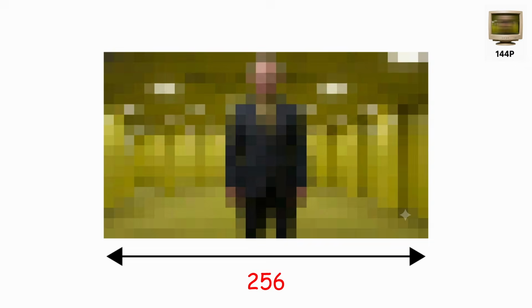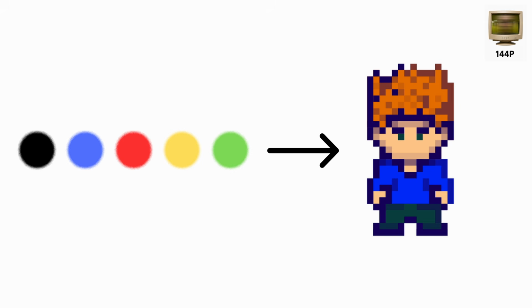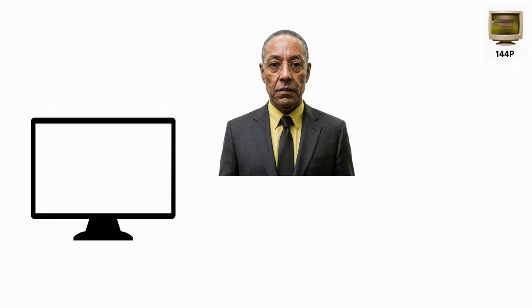144p, 256 pixels wide. That's the whole canvas. 256 dots to build an entire human face, which is why the screen on the far left of that lineup isn't showing you a man. It's showing you a smudge that learned to sit still.